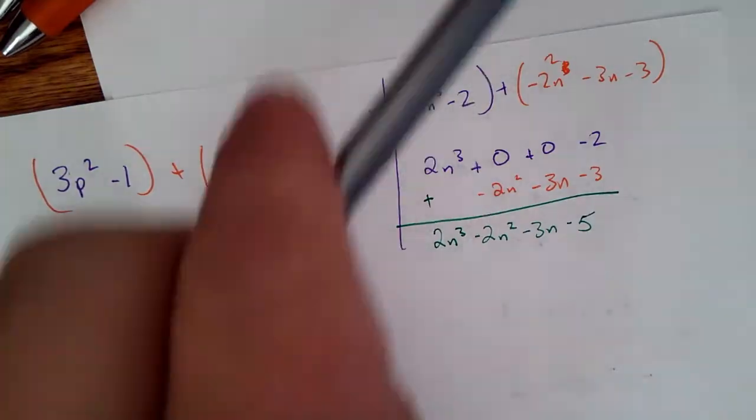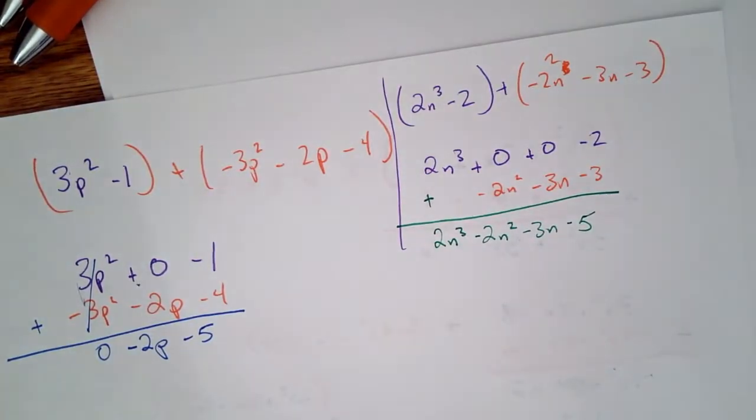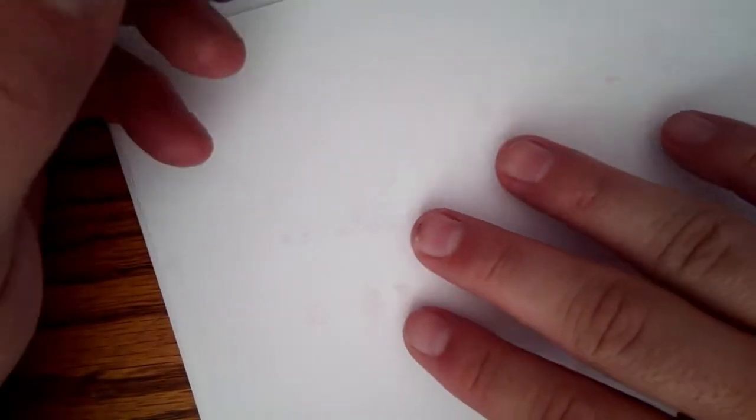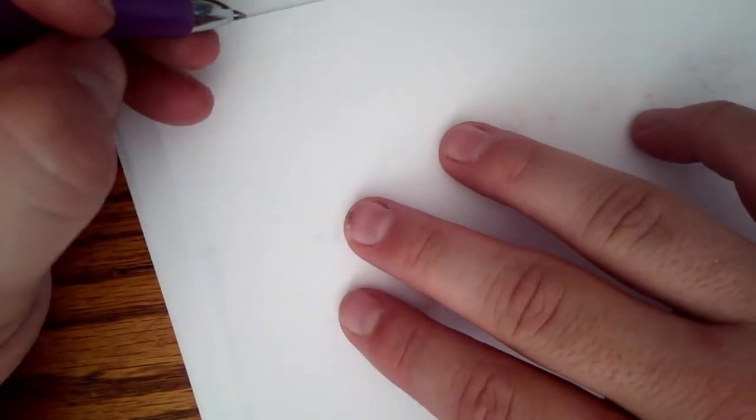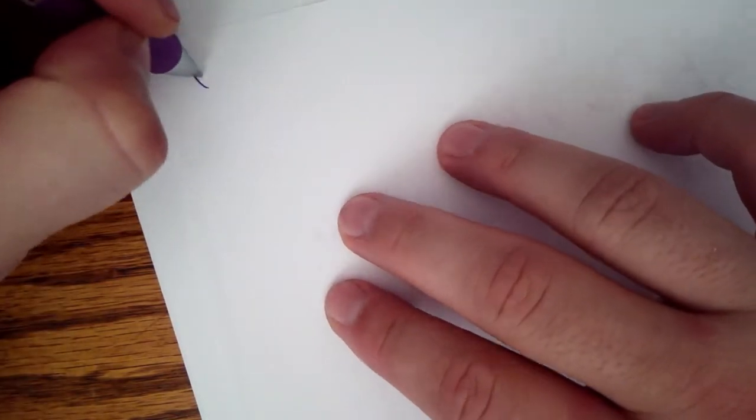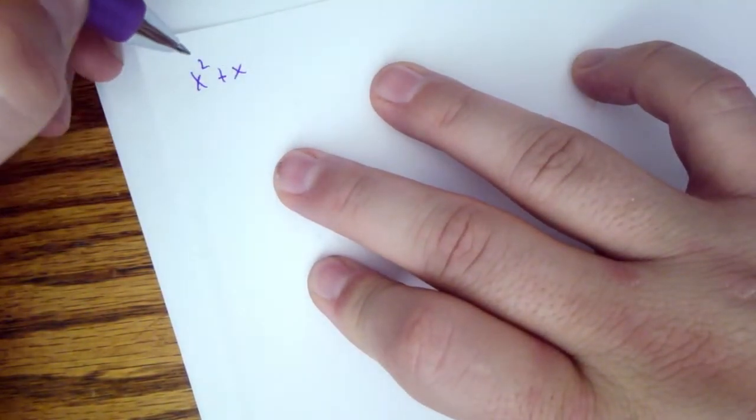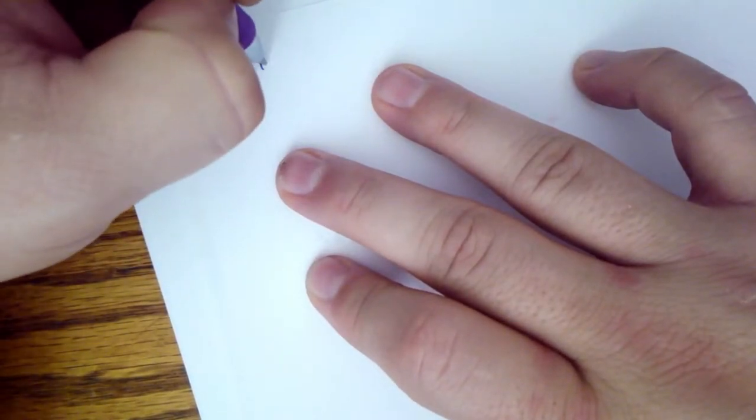Okay, now let's move on to 12.3, which is subtracting polynomials, which we're not going to do because subtraction's evil. Let's look at example number 1. Example number 1 says we are going to take x squared plus x plus 2.